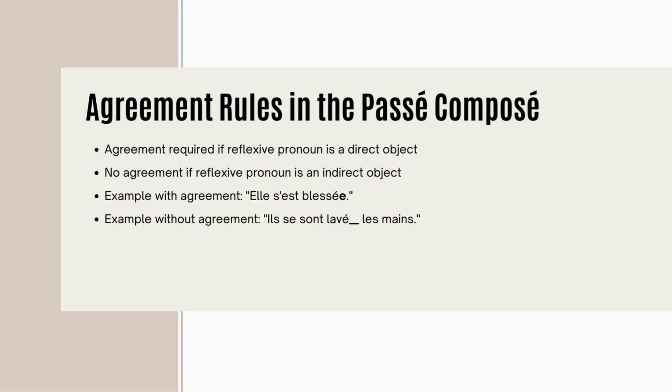Now, in the second example, the direct object is not ils, but it is les mains. No, the other way around, sorry. Ils is the indirect object, because what they have washed is not themselves, but their hands. So therefore, the se laver reflexive verb actually belongs to les mains. So ils is an indirect object, which is why the participle does not agree with it.